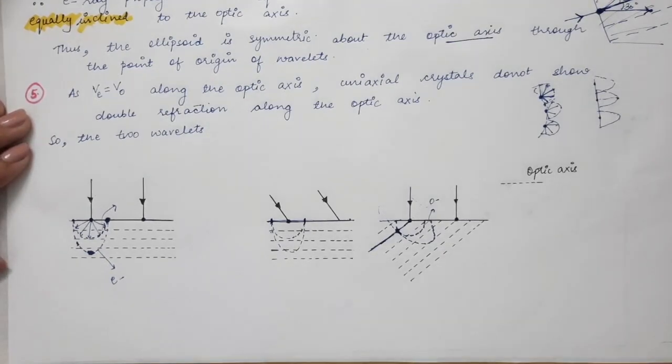In the next lecture we will discuss how we find the position of the O ray wavefront and the E ray wavefront inside the double refracting material.